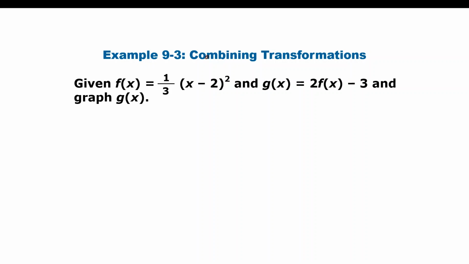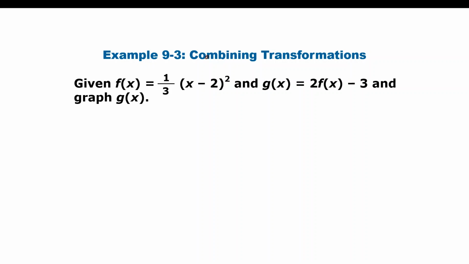All right, so in this example, we're going to talk about combining transformations. So we are given f of x equals 1/3 times (x minus 2) squared. And then we're also given g of x is equal to 2 times f of x minus 3. So we're supposed to take these two functions and graph g of x. So what do we do?